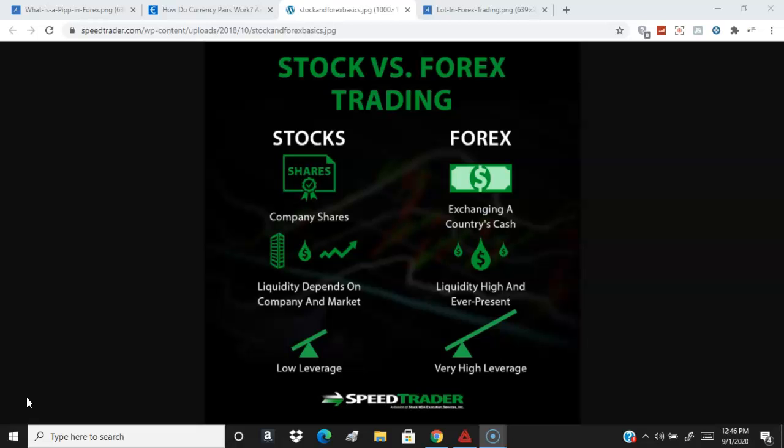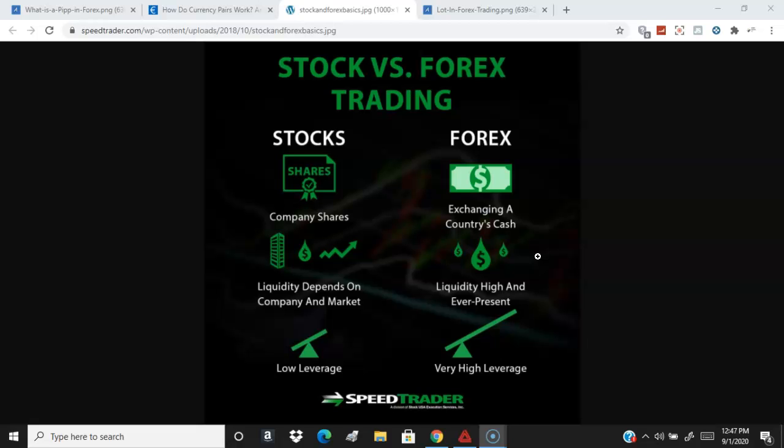So what is Forex versus stock? Stock is company shares, and Forex is the exchanging of countries' cash. Every hour on the hour, every minute on the minute, someone is trading currency. It's trading right now as we speak. Every time you go to a different country, the currency moves up and down against different currency pairs.